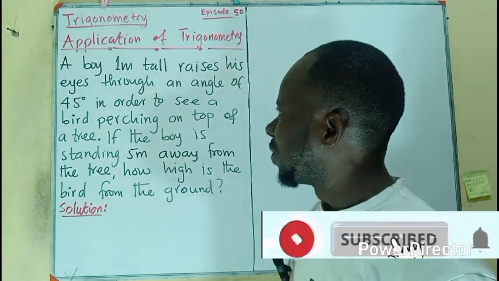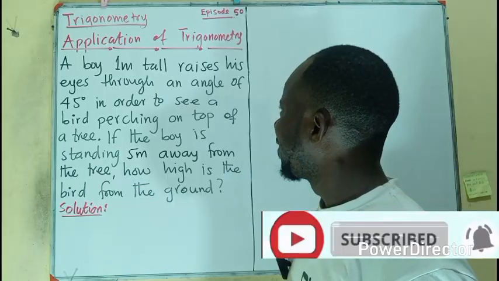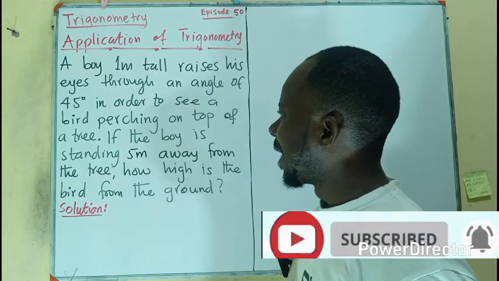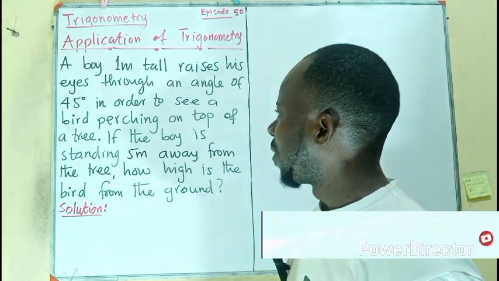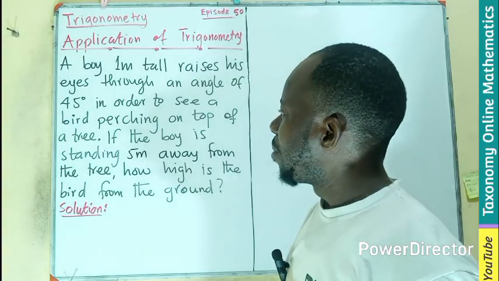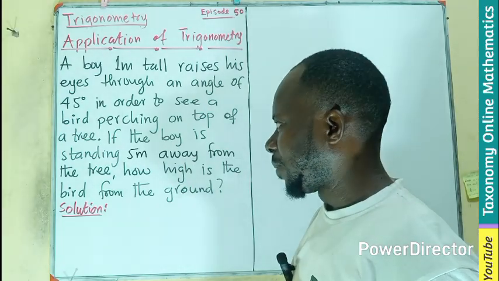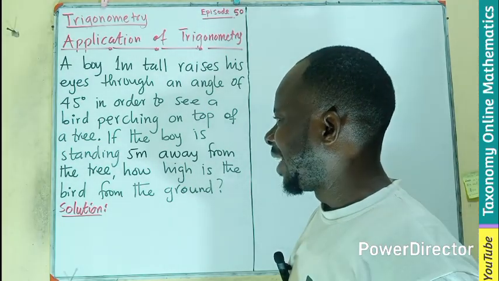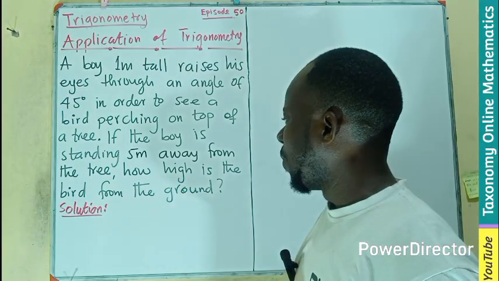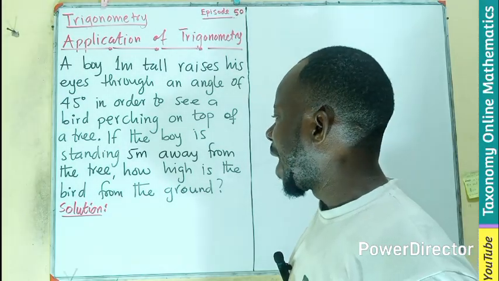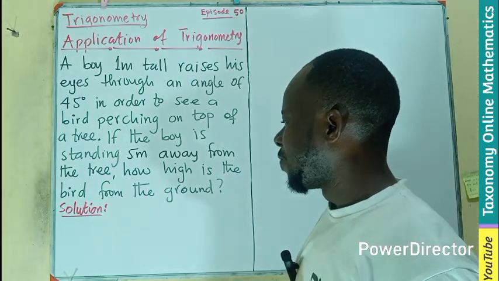So a boy which is 1 meter tall raises his eye through an angle of 45 degrees in order to see a bird perching on top of a tree. If the boy is standing 5 meters away from the tree, how high is the bird from the ground?